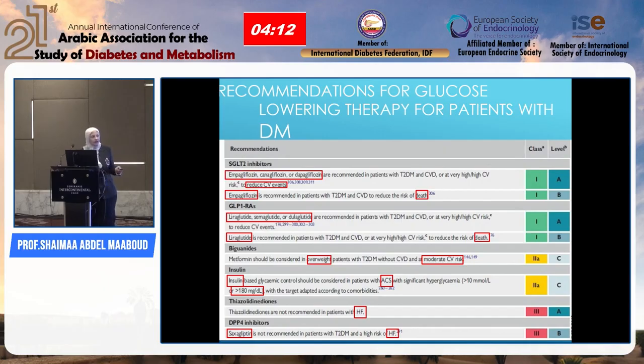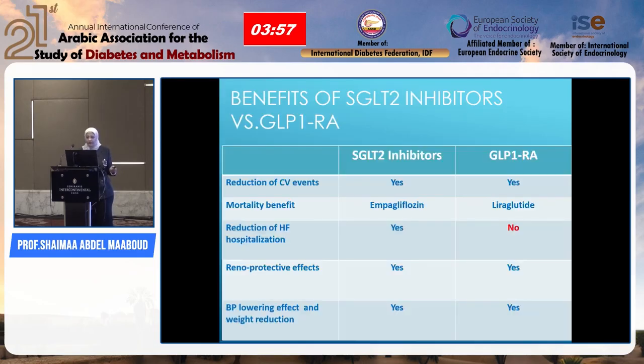Biguanides are class 2A and insulin is class 2A. It's very important also in acute coronary syndrome. And the saxagliptin and TZDs are contraindicated in patients with heart failure.